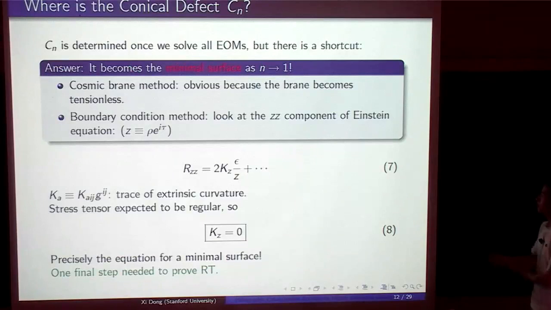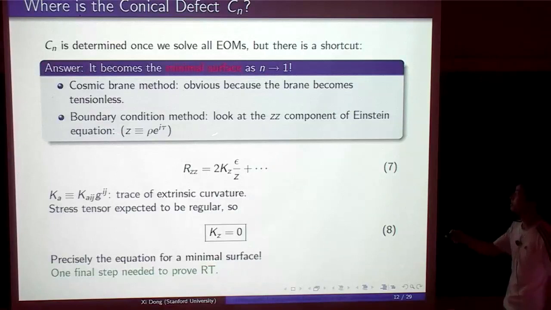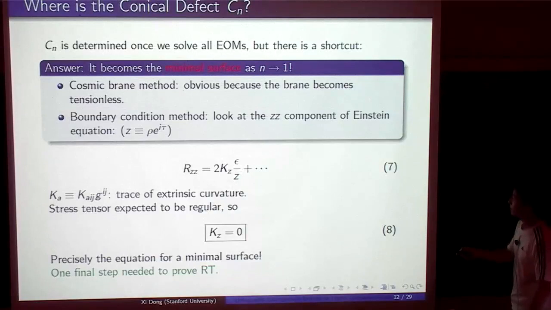One can also see the same effect from the boundary condition method. In this case, we simply look at a particular component, the ZZ component of the Einstein equation, where Z is the complex coordinate in the orthogonal direction to the conical defect. The conical defect is the codimension 2 surface, and the orthogonal space is parametrized by Z and Z bar. If we look at this component of the Ricci tensor, it has a potentially power divergent term. This is the only term that can potentially diverge as you approach the conical defect, and it is proportional to epsilon. This is true at linear order in epsilon, and it's proportional to the trace of the extrinsic curvature.